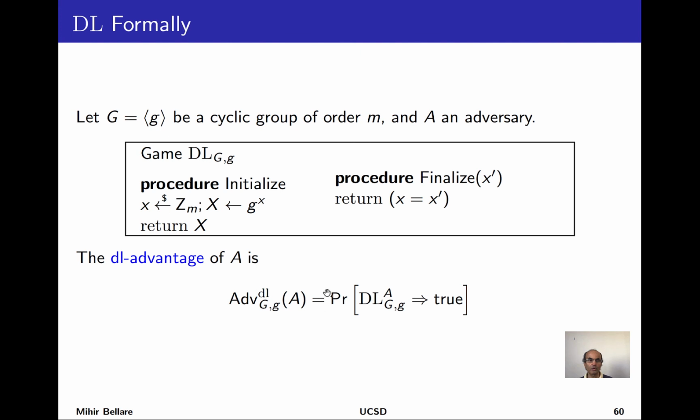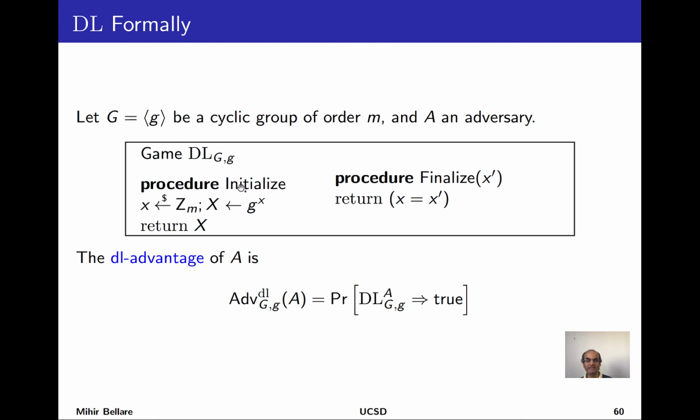So let's fix our group, fix a generator of the group. It's a cyclic group, and we fix its order m, and we let A be an adversary. Now, informally, we had talked about computing discrete logs for any provided point in the group. What the game does is it's specific about how those points are chosen. It says they need to be random group elements.